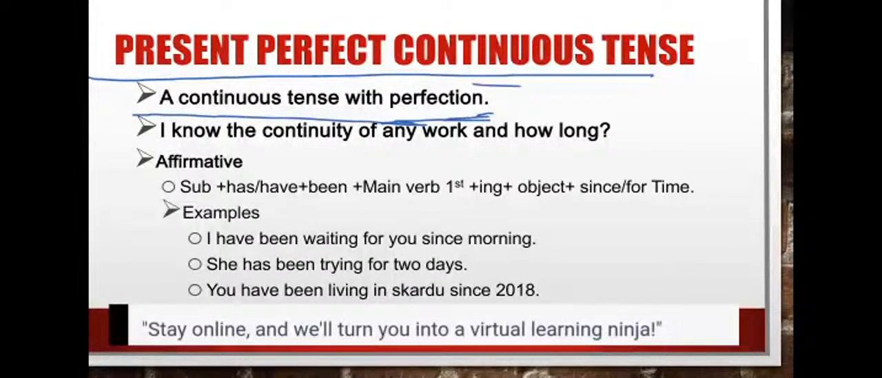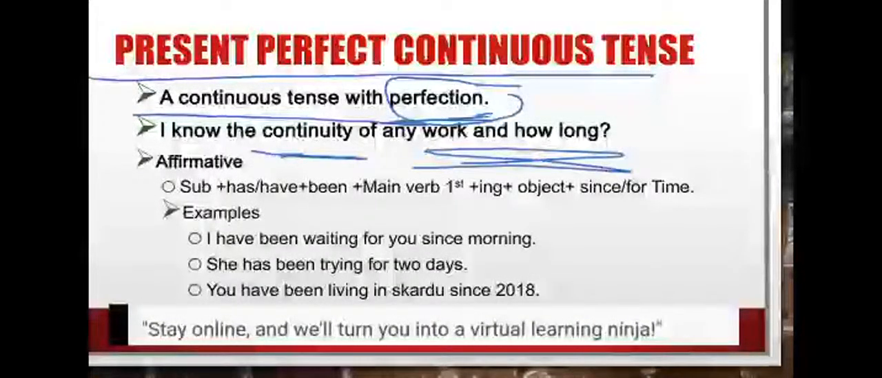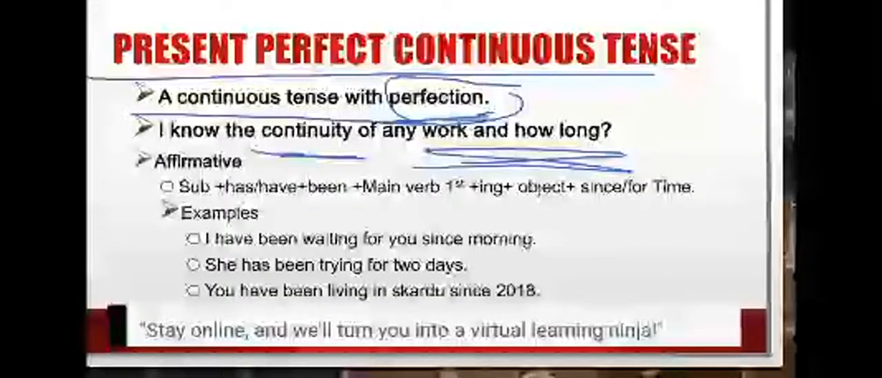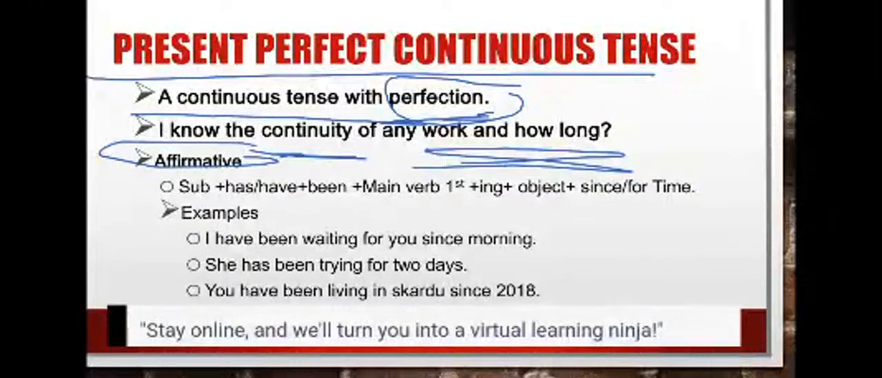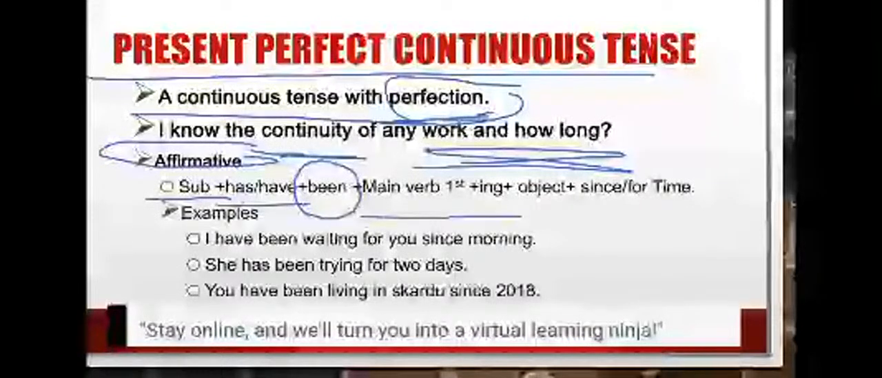Now it is like we have perfectly done a thing, and we also know the continuity of any work and how long, when it started, and we know about it here because we are mentioning the time. Just because of that, we have the affirmative version, that is subject plus has/have. Now another helping verb is being added, that is been, plus the main verb, ing form of the verb, plus object, and plus tense.